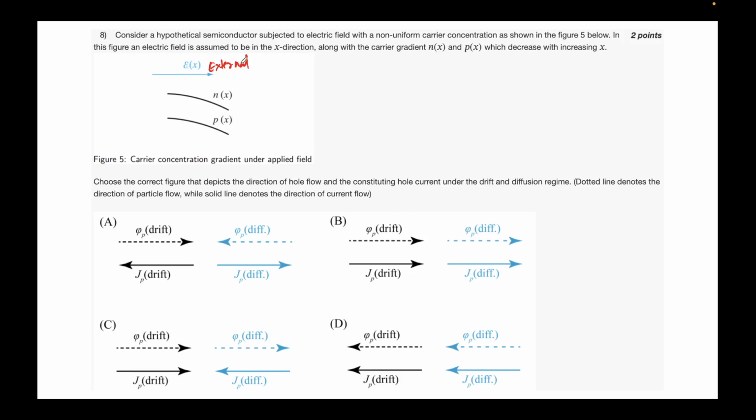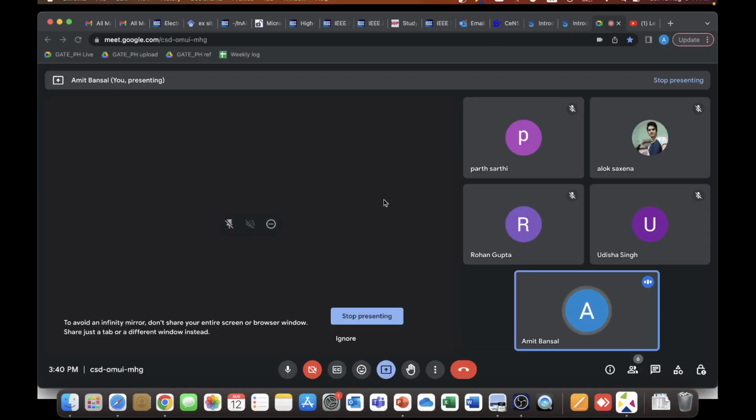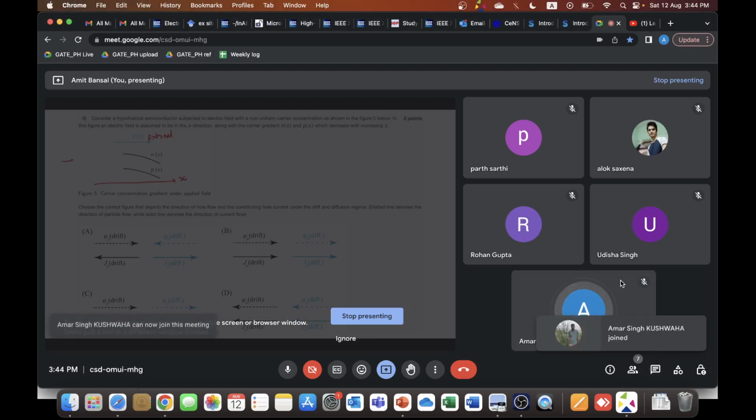In this, the electric field is assumed to be in the x direction. So this is the x direction. I'll draw it here. This is your x-axis. Along with the carrier gradient, n(x) and p(x) decrease with increasing x. So you can see the electron concentration n(x) decreases as x increases. Similar goes for p, the hole concentration.